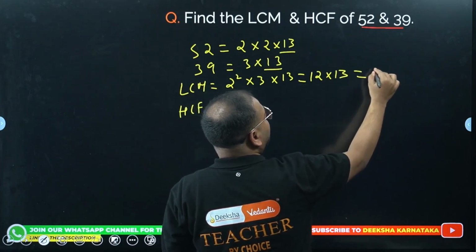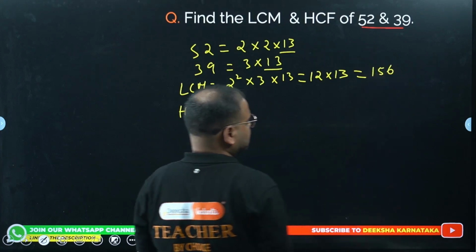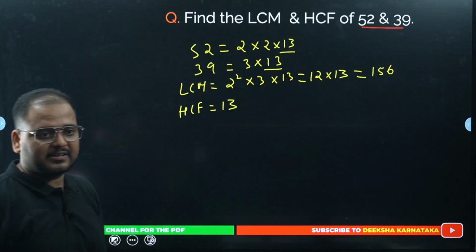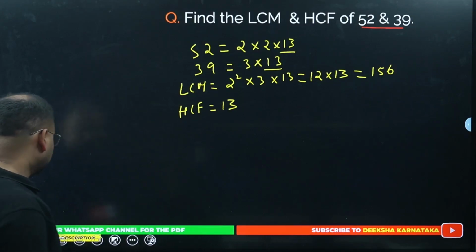It should be 156. Correct? So the LCM is 156, HCF is 13. Easy question. Let's move on.